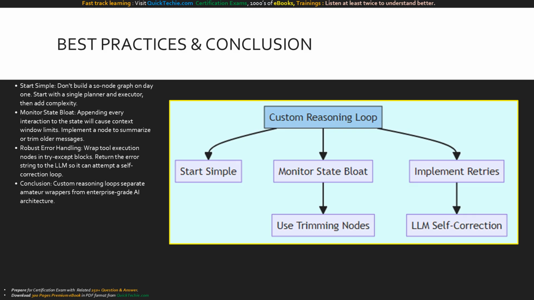This final mind map summarizes your path to mastery. From your custom reasoning loop, you must branch out into starting simple, monitoring state bloat via trimming nodes, and implementing retries to unlock LLM self-correction. Follow these principles, and your agentic architectures will be unstoppable.